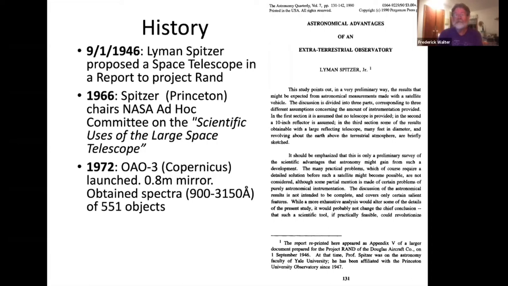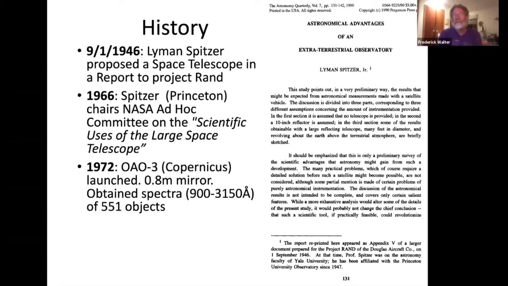20 years later, Spitzer, who was then a professor at Princeton, chaired a NASA ad hoc committee called on the scientific uses of the Large Space Telescope. And both of those reports, you can see the first page of the 1946 report on the right. It was reprinted in 1990, but it's from 1946.